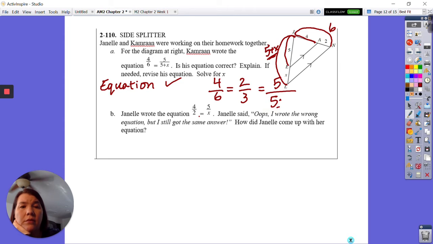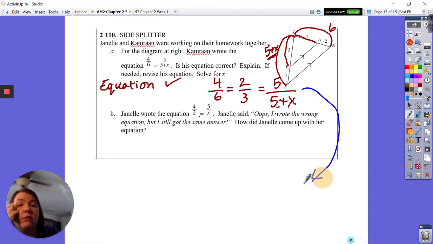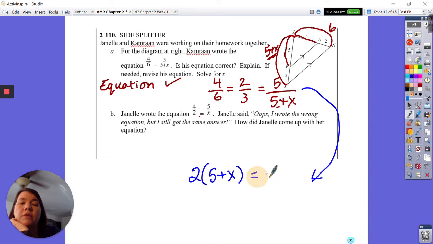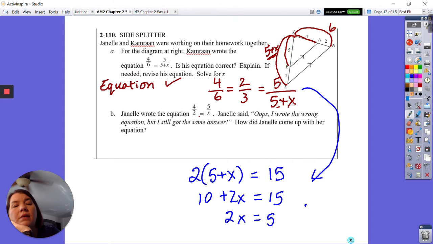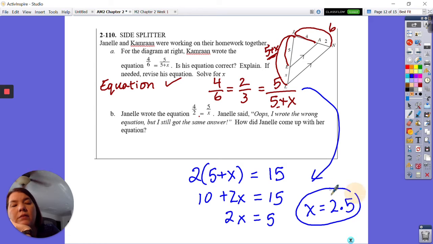I'm going to work down here. I'm going to get 2 parentheses 5 plus x equals 15. I'm going to get 10 plus 2x equals 15. So 2x equals 5. And x equals 2.5. Okay. So Janelle wrote a different equation, but she still got the same answer.